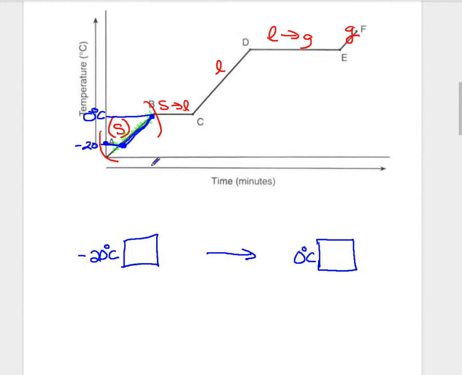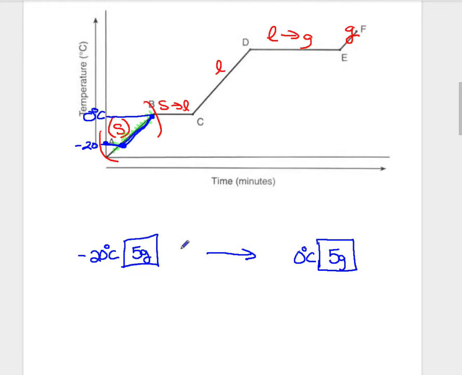It takes time to do that because I'm adding heat, right? I'm adding joules. Well, how many joules am I going to need to add? That's what I'm trying to calculate right now, from negative 20 to 0. This solid weighs, I don't know, let's make it 5 grams. So that 5 grams of solid ice went from negative 20 degrees to 0 degrees.